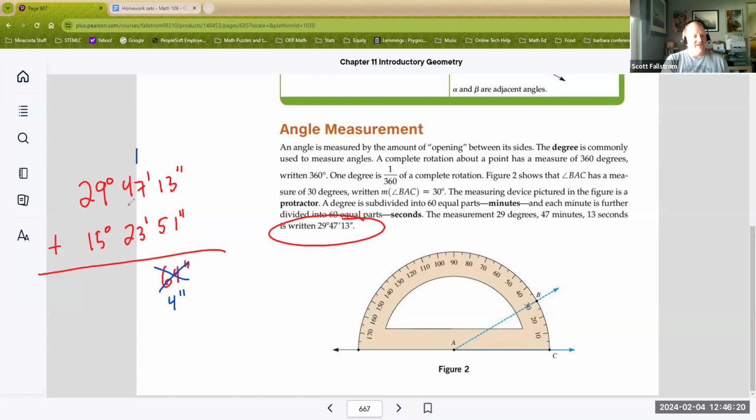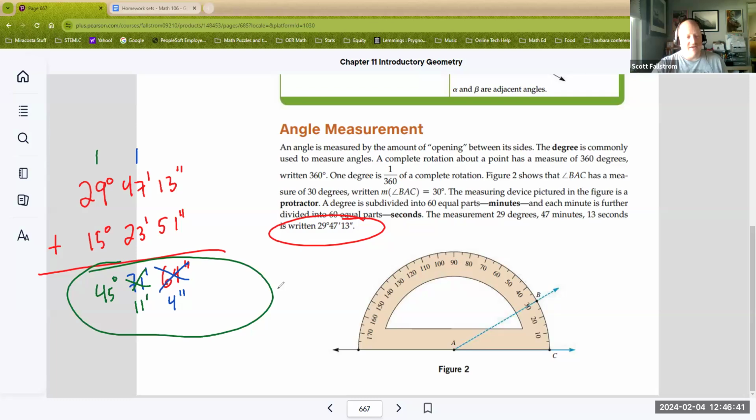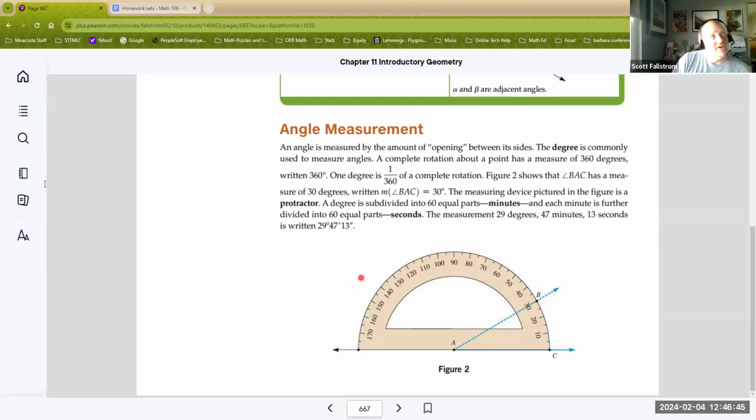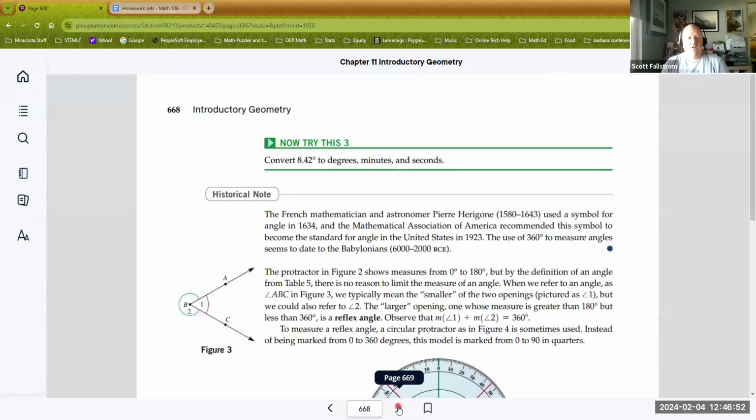So then I can add these together and it gives me 71. I'm feeling pretty good about 71 minutes, but I have to regroup. So say, no, that's 11 minutes and bring one more degree over here. And then 29 plus 1 is 30, plus 15 is 45 degrees. So there is how you would do that. Again, think of it like number bases. I think you'll be in good shape. If you need those number bases, go back to chapter 3 if you need a little more work with those.